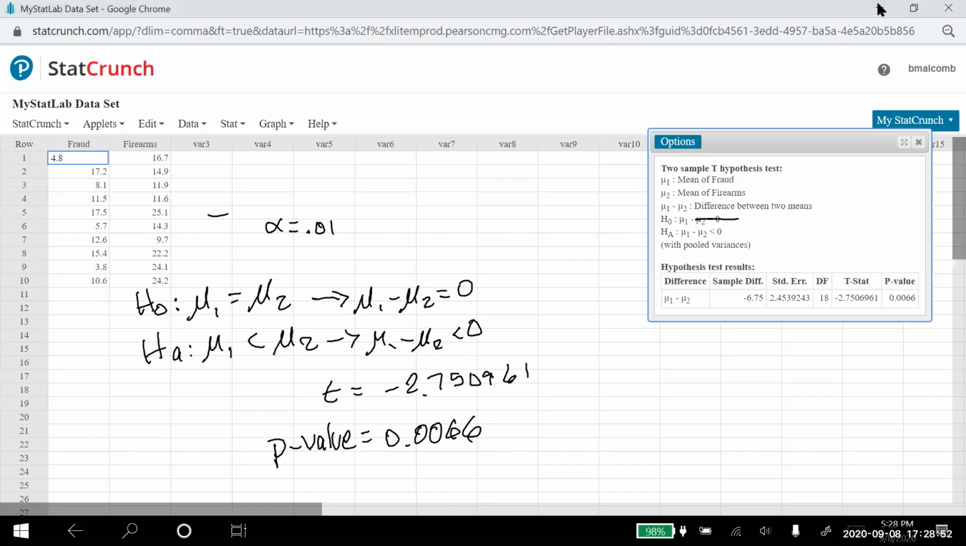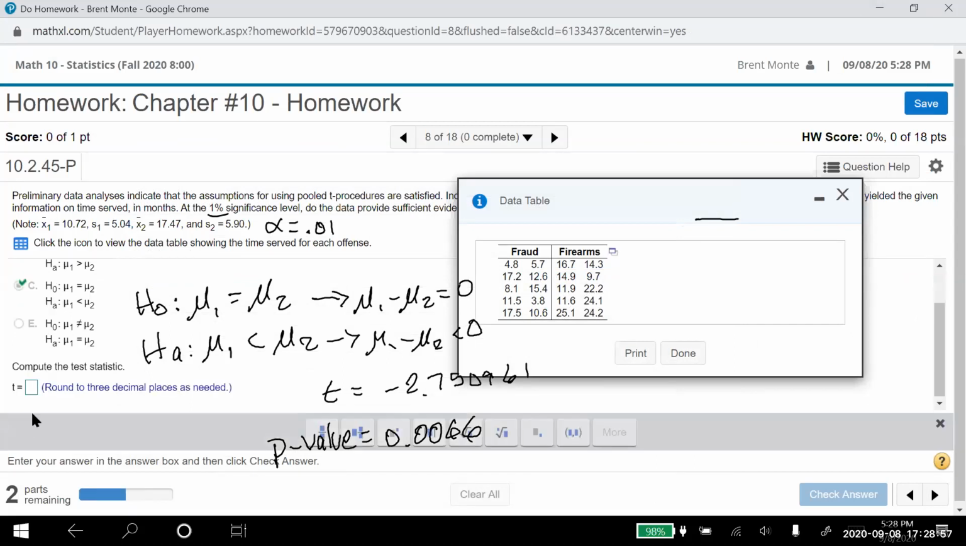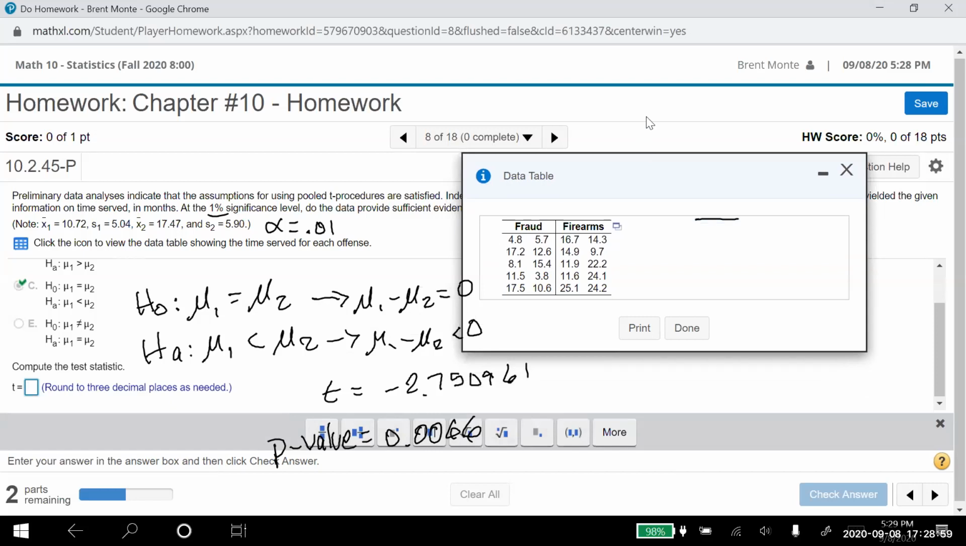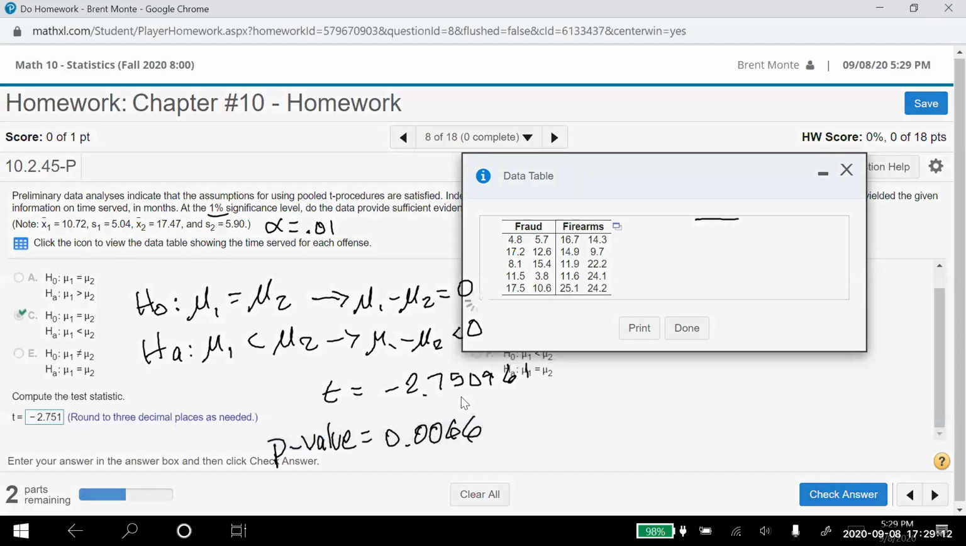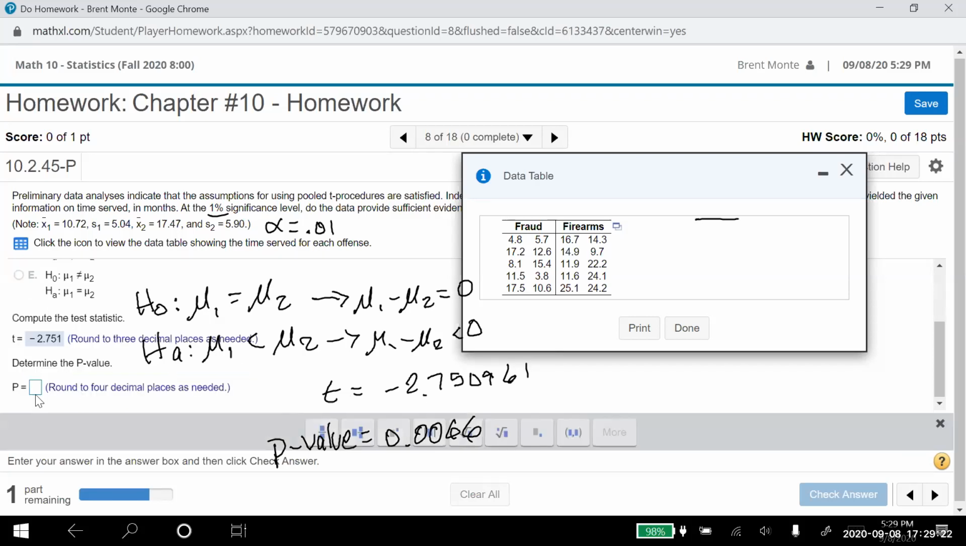So let's lower this back down. We can answer the questions. Now t rounded to 3 decimal places. Good thing I got enough decimal places going there. Let's get that out of the way. So negative 2.751. So we got that right. Now let's go to the p-value. And I'll interpret the p-value after we put it in, in case it takes a while for it to register, to 4 decimal places, 0.0066.